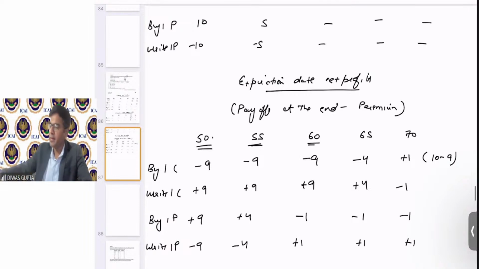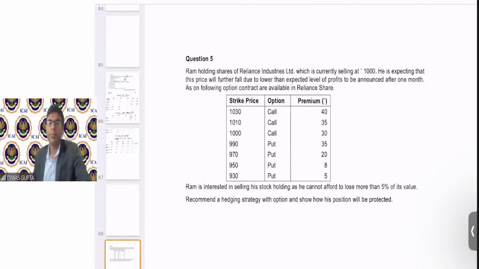We have done the question part. Now let's move to question number 5, students. Ram is holding shares of Reliance Industries Limited, which is currently selling at 1000. He's expecting that this price will further fall down due to lower than expected levels of profit to be announced after 1 month.